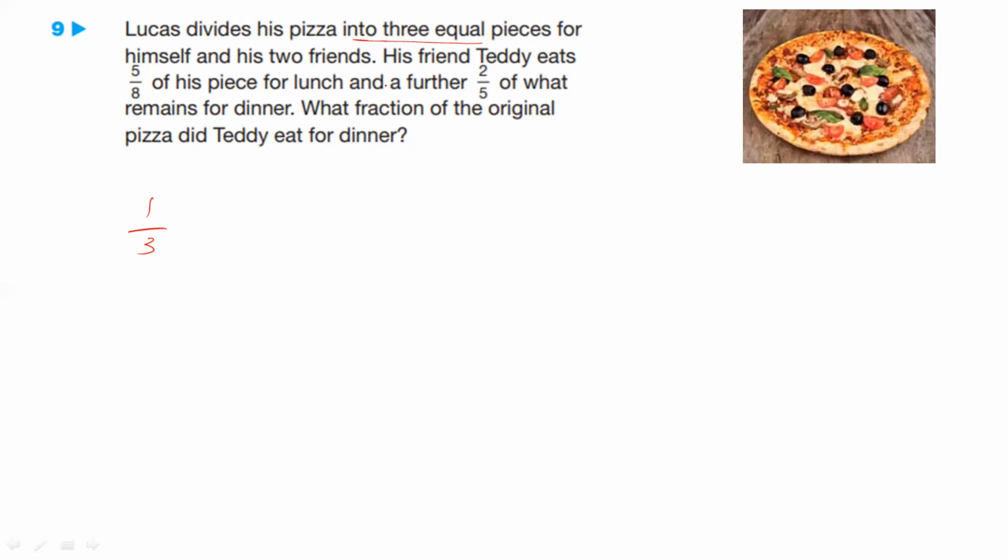His friend Teddy eats 5/8 of his piece for lunch. So we write here times 5/8, then times 4, and further 2/5 of what remains for dinner. So what fraction of the original pizza did Teddy eat for dinner? We multiply all these fractions, cancel out if possible, and then 2 times 1, 2 times 4. So you got 1 times 1 times 1, and down here 3 times 4 times 1. So you got 1/12. 3 times 4 is 12. This is your answer for question number 9.